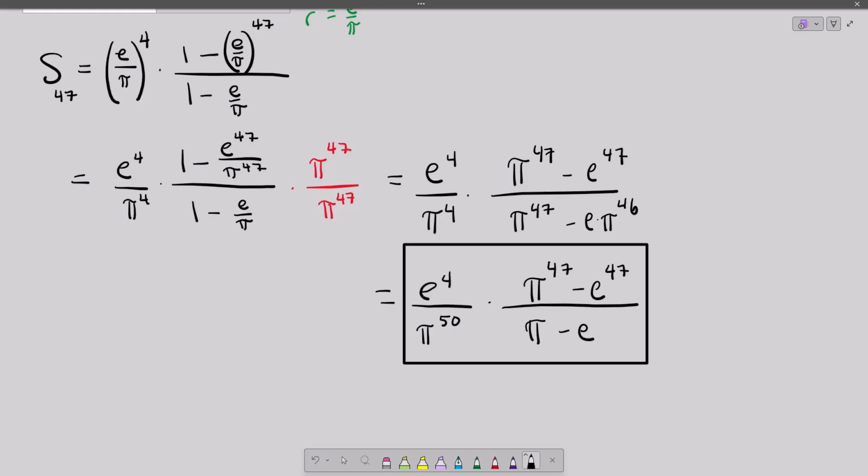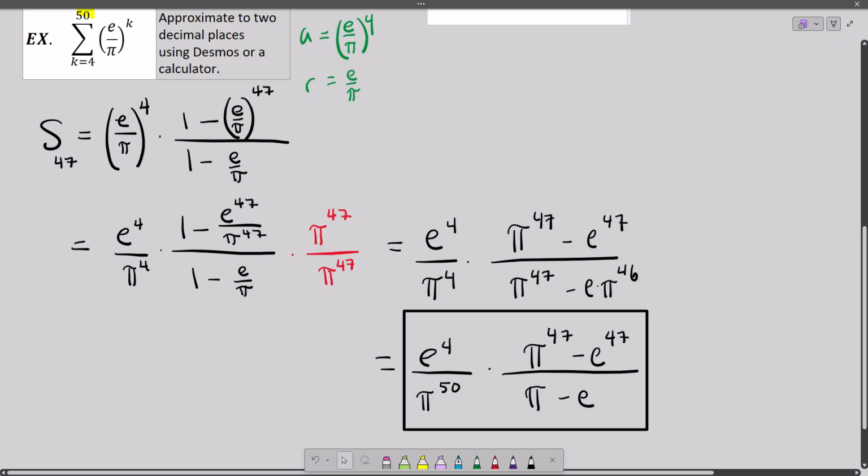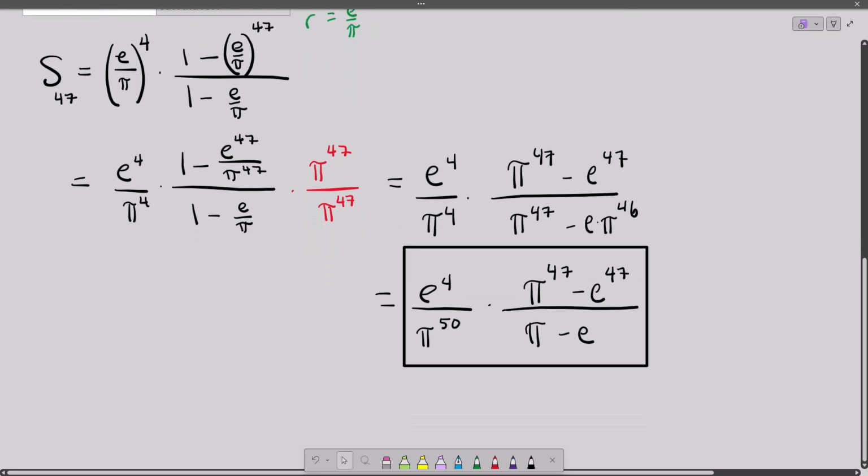And then if they asked us for an approximation, we just type that into the calculator and go. You can type that in and get the approximation. That's not hard.